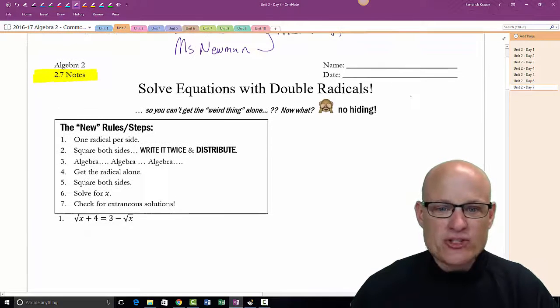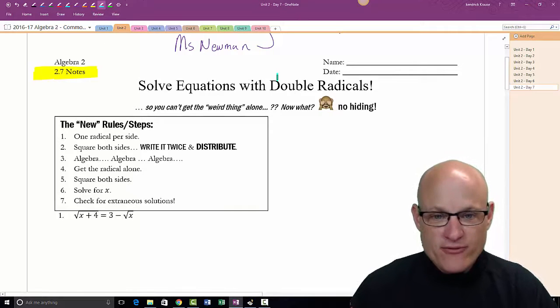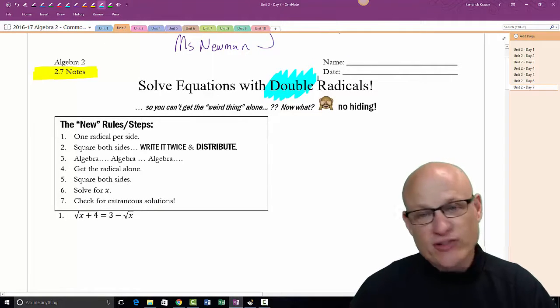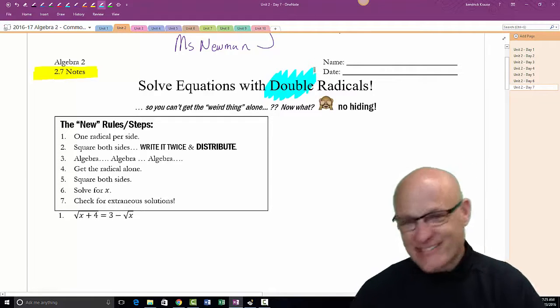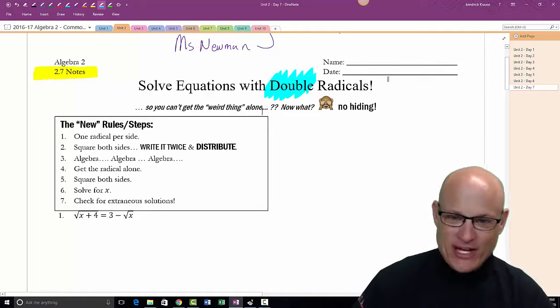All right. So let's talk about double radicals. Like if one radical wasn't enough, let's just do two. Why not? It's not bad. You guys can handle this.